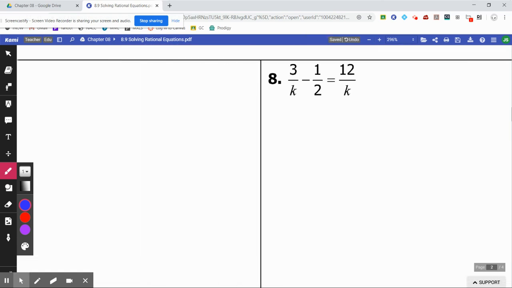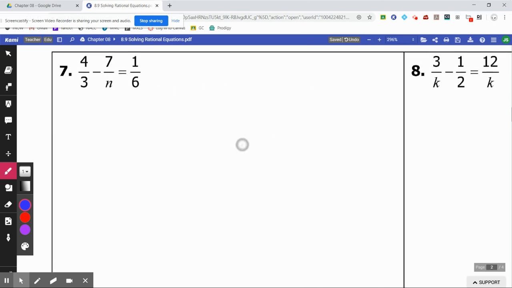Number 7, now we've got our other method now. Now, I could go ahead and show you that we could solve this the same way. I could multiply top and bottom here by n, multiply top and bottom here by 3, and get a common denominator. And you would have 4n minus 21 over 3n is equal to 1 over 6. And you could actually solve these identical to the last problems.